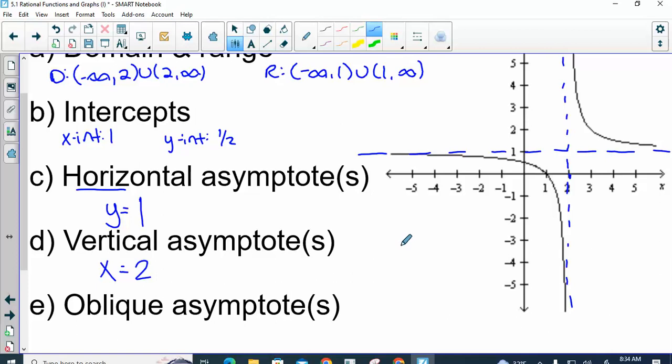Do we have an oblique asymptote? No, we haven't really even seen one of those today. We will get to those next week. Those would have to be drawn in for you. So there is a math Excel assignment that's open, and you've got time.